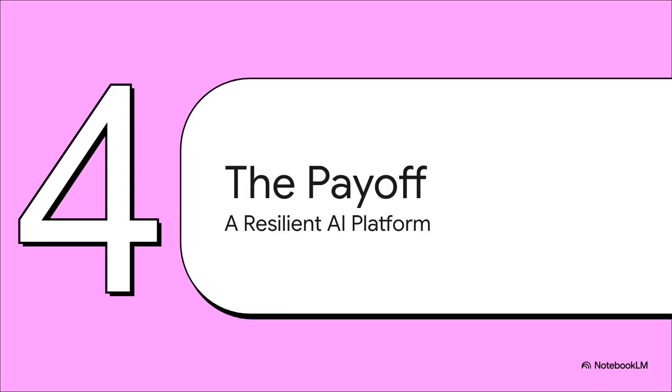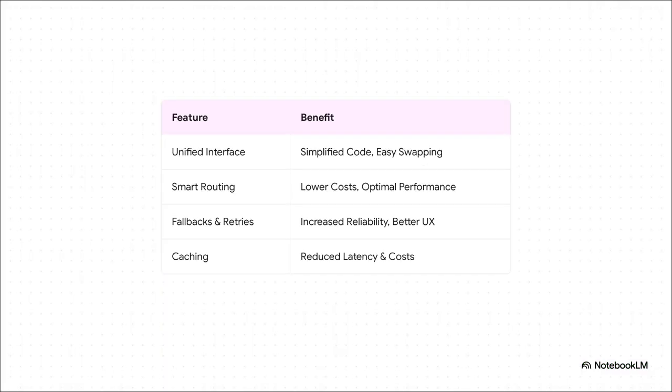Okay, so let's bring this all home. We've talked about a unified interface, smart routing, fallbacks, and caching. When you put all of these pieces together, you're not just using AI models anymore. You are building a genuine, resilient AI platform. This table really sums up the whole story. Each feature we've gone over isn't just some random technical detail. It translates directly into a real-world strength, from simpler code and lower costs, all the way to rock-solid reliability and a much better user experience. Every single piece has a clear and powerful purpose.